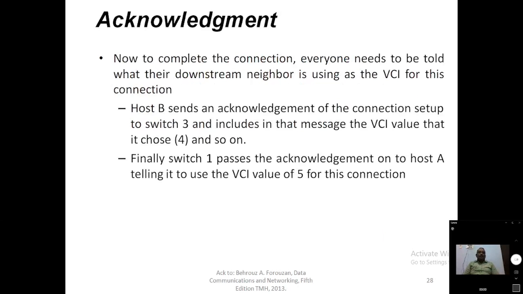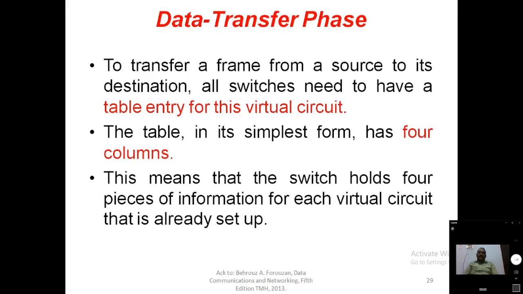Right, now to complete the connection, everyone needs to be told what their downstream neighbor is using as the VCI for this connection. For that, host B sends the acknowledgement of connection setup to switch 3, and it includes in that message the VCI value that it chose, 4, and so on. Finally, switch 1 passes the acknowledgement on to host A, telling it to use the VCI value 5 for this particular connection. So to transfer the data, that is, to transfer a frame from source to destination, all the switches need to have a table entry for this virtual circuit.